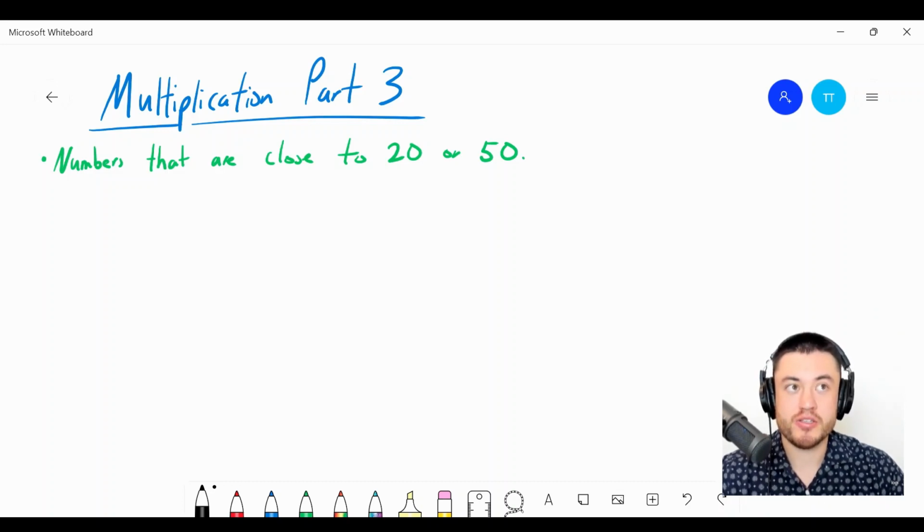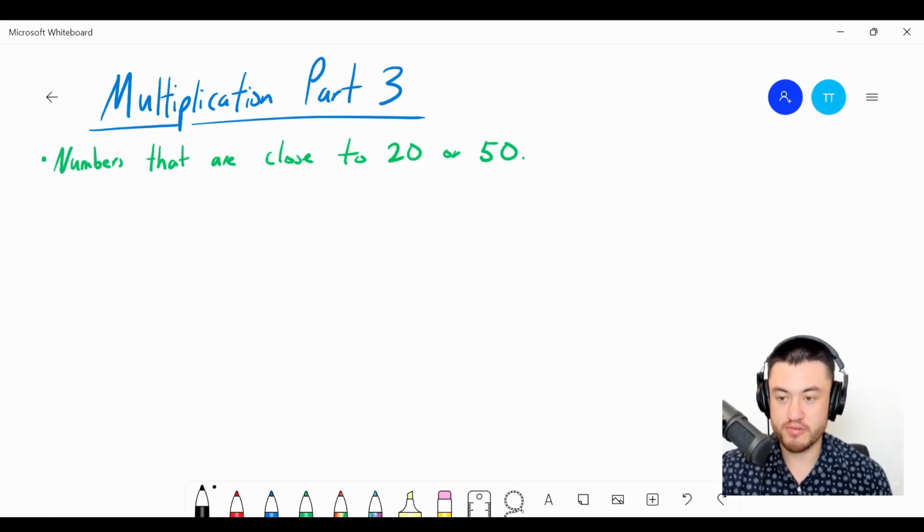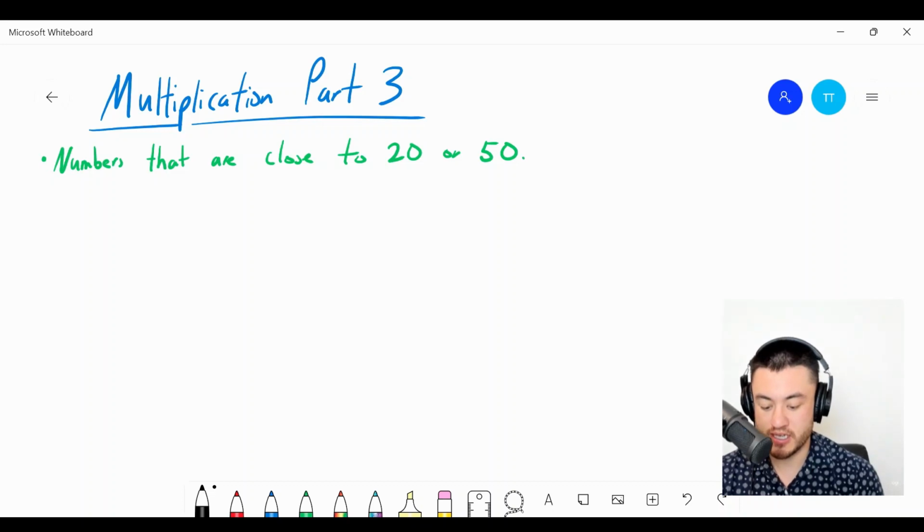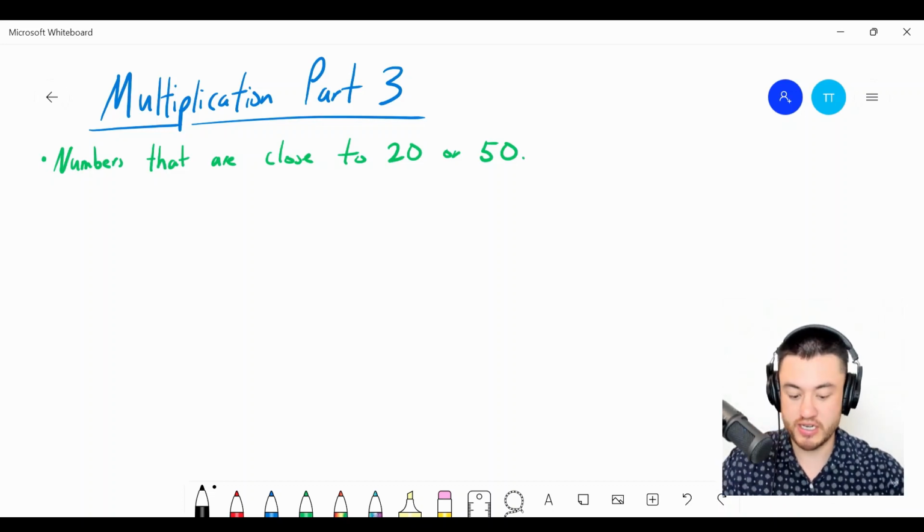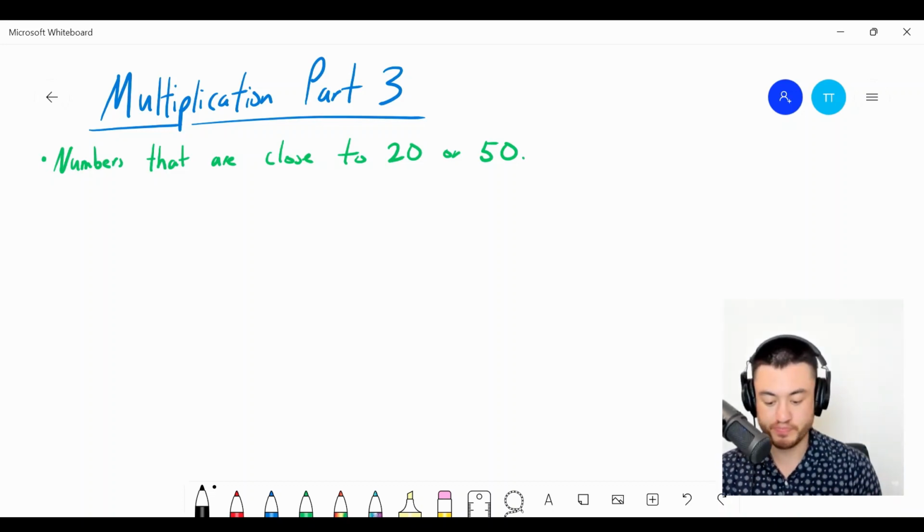Remember, really you can use any number as a reference, but you're trying to use numbers that are easy to calculate with. So for example, 20, we can actually just look at it as 2 times 10. And 50, we can think of timesing by 100 and then halving afterwards. So let's start with our first example. Let's have 23 times 24.